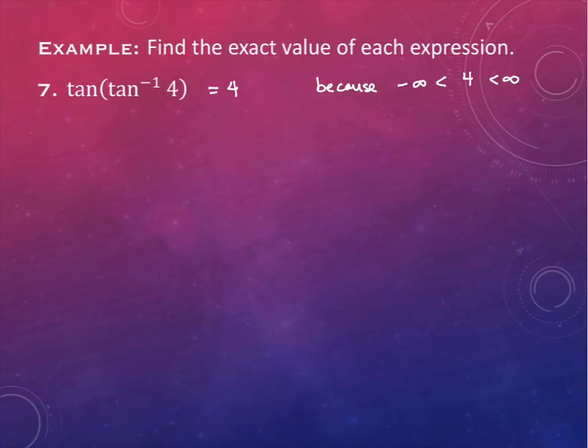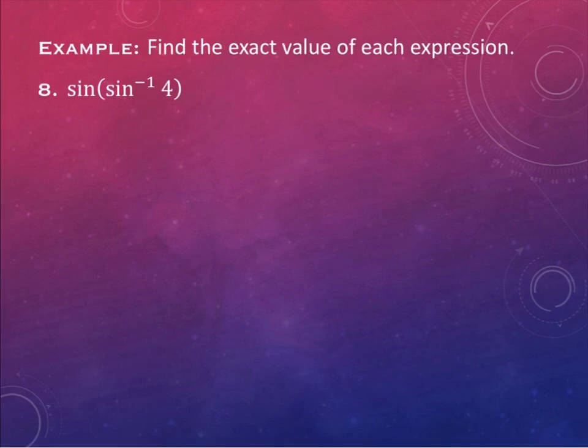Now the next one's a little weird. But I've got to show the weird ones too, right? Because if you show up with a weird one later, you're going to be like, she didn't talk about that at all. So let me show you this next one. It's a little weird. It doesn't look much different than the last one, right? It says sine of inverse sine of 4.